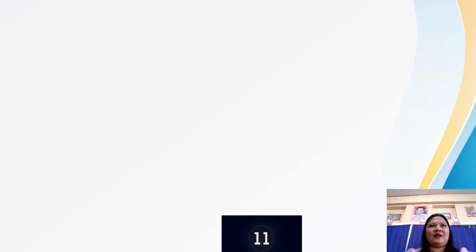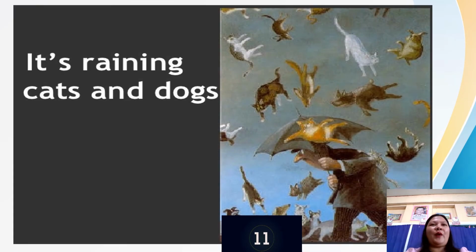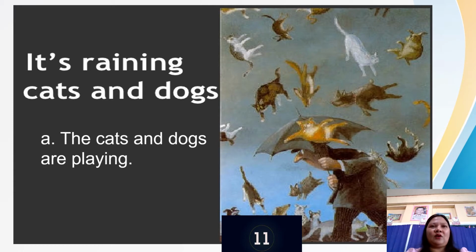First picture is, it's raining cats and dogs. What does it mean? A. The cats and dogs are playing. Or B. It is raining heavily. I will give you 10 seconds for you to guess the answer.